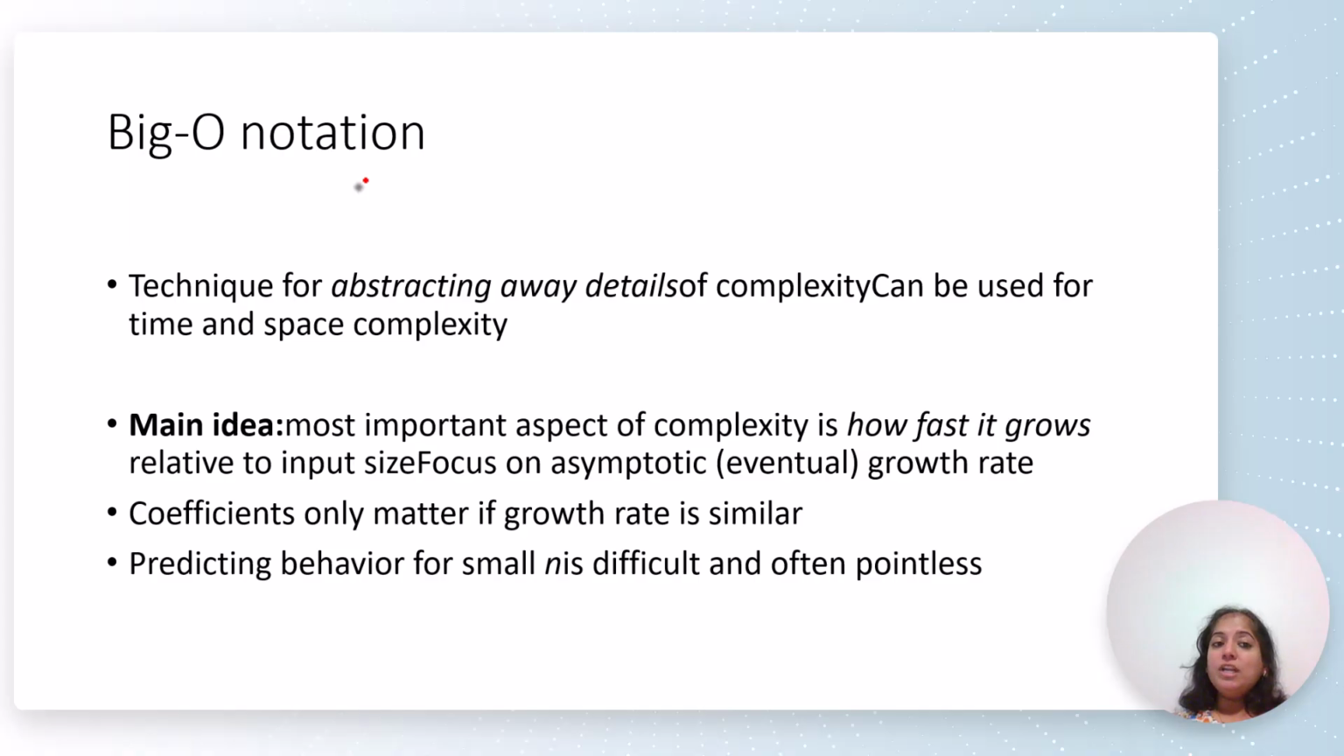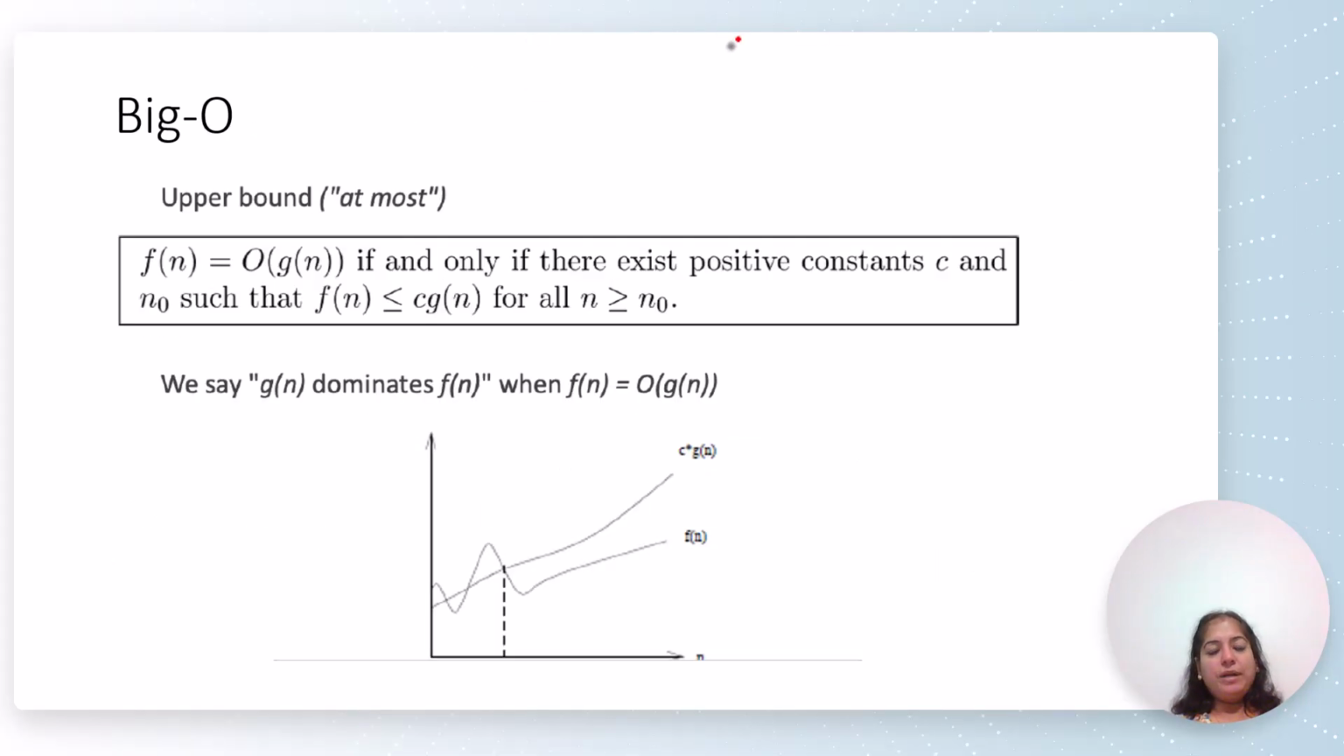So, big O notation is a technique for abstracting away details of complexity, right? We can use it for time and space complexity. The main idea is that the most important aspect of complexity is how fast it grows relative to the input size. So the focus is only on the growth rate. Coefficients only matter if the growth rate is similar, and predicting behavior for small n is difficult and often pointless. Let me tell you how we do it.